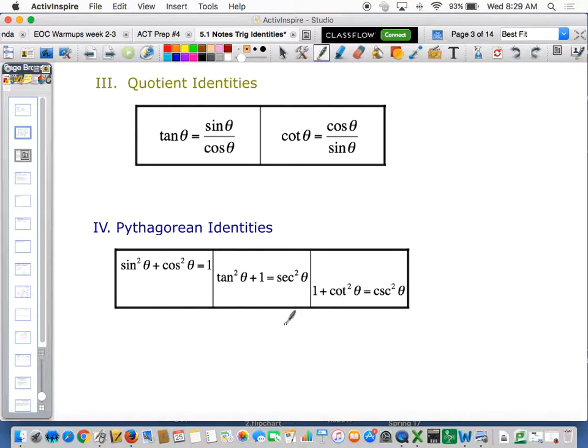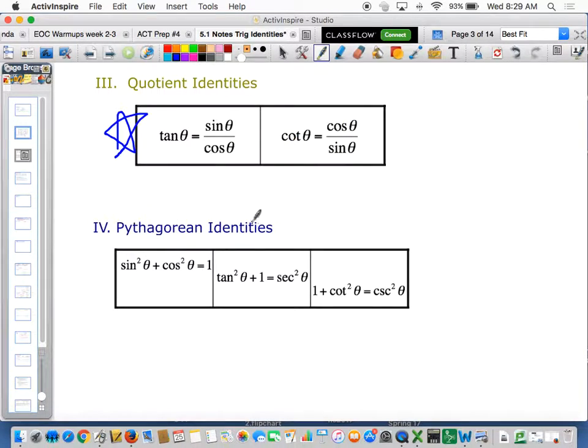Here's some of the newer ones, although we have seen this one. This is a very common one. Tangent of theta is equal to sine of theta over cosine theta. We use this in our unit circle. When we were looking for tangent, we did sine divided by cosine. A couple other ones are cotangent. Well, it's reciprocal, right? Tangent, cotangent, so cosine over sine is equal to cotangent.